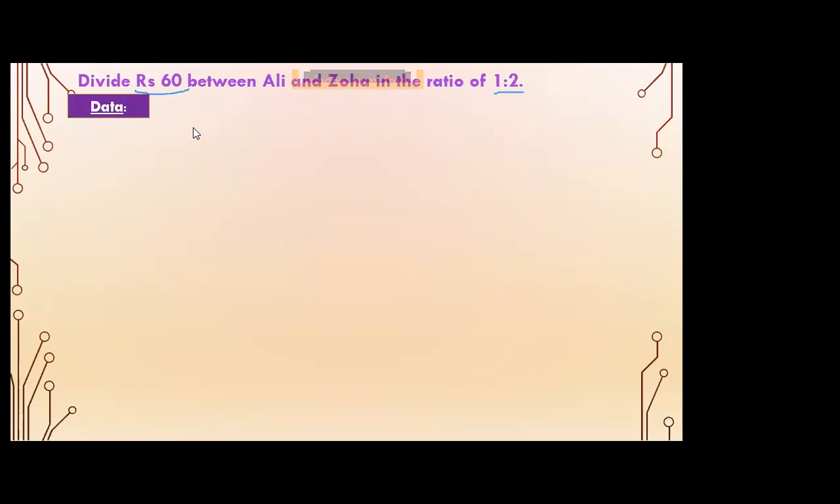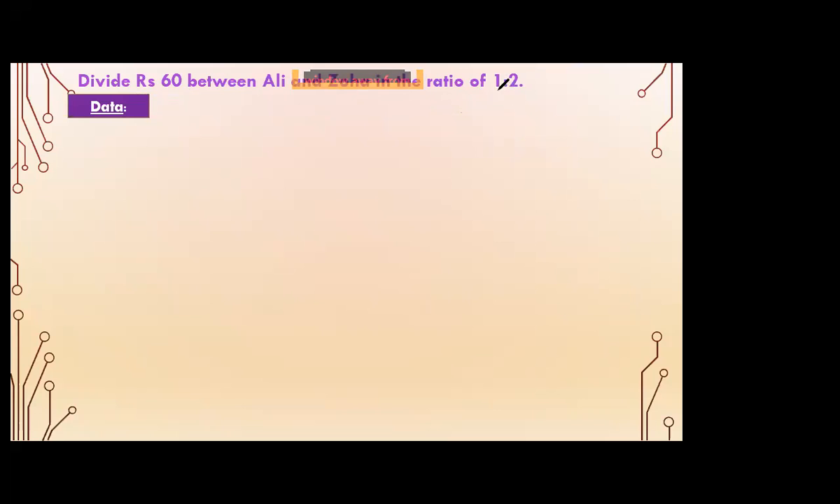Now, in this question, we have to divide rupees 60 between Ali and Zuha in the ratio of 1 is to 2. So, students, this is the individual ratio. That is the ratio of Ali. Here the ratio of Ali is 1 and here the ratio of Zuha is 2. This is the individual ratio.